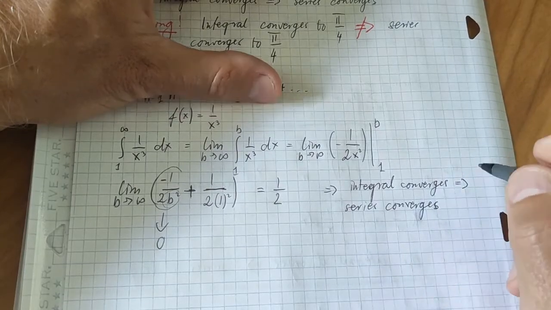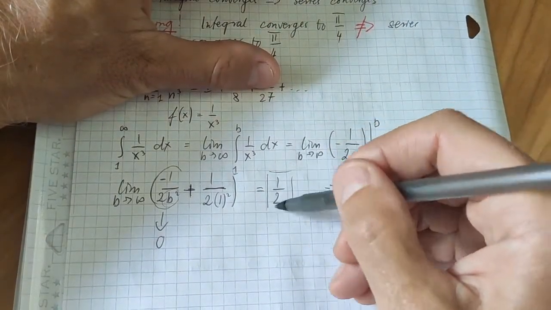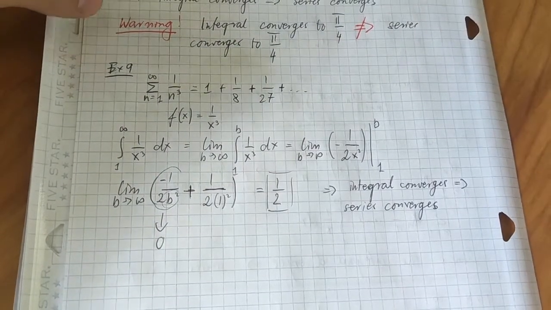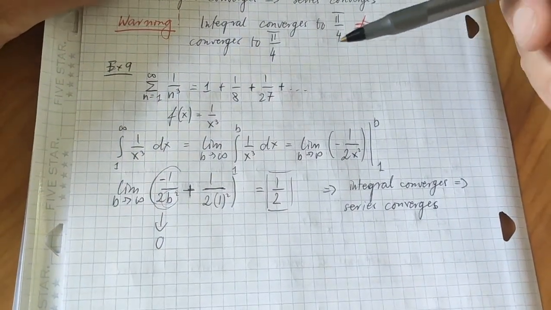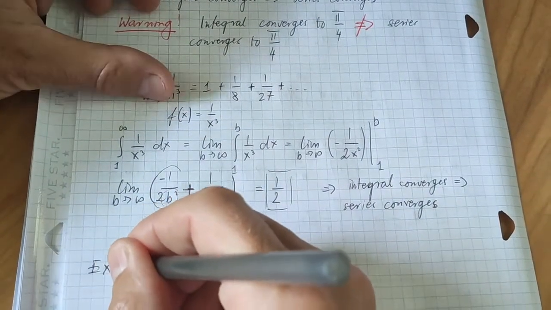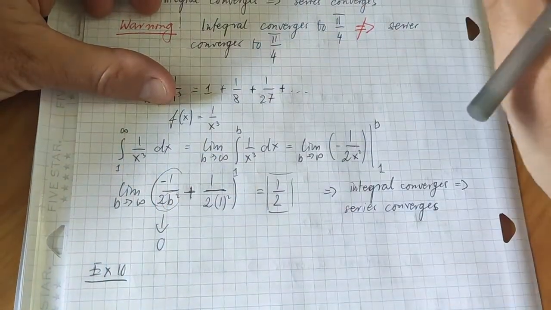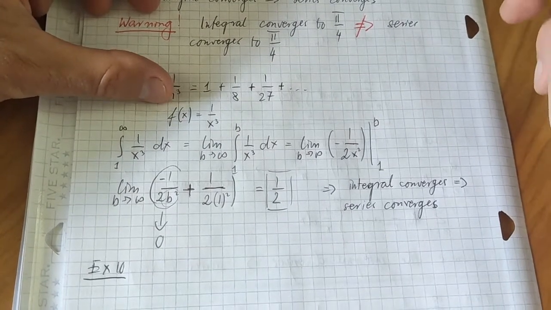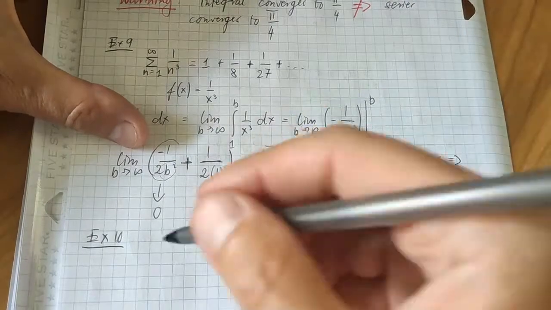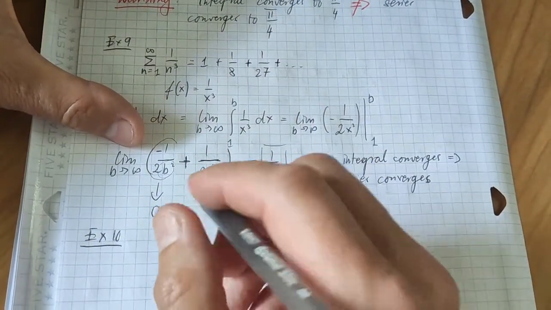Okay, but don't assume it converges to half, right? We know that that's not true. I'm not sure if we know what it converges to or not. I don't think mathematicians know. They can approximate it, but I don't think they know exactly what it is. Anyway, another one.